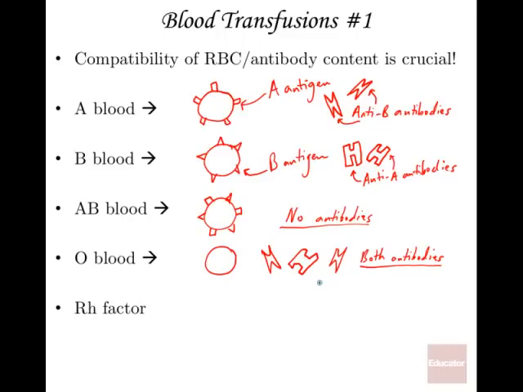You can give O blood to O blood. The good news is that O blood is very common. Depending on what country you're in, the percentage of people with O blood can be a little less, but at least in the United States, O blood is the most common.